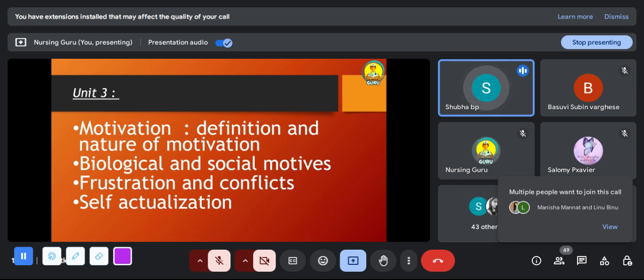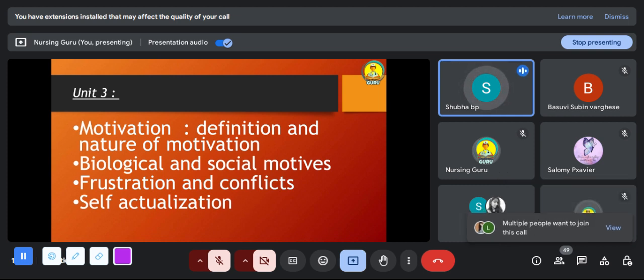So in unit 3, the motivation topic and another one, the self actualization topic, you can expect the question for long essay. Okay, and the frustration and conflict question may be asked for 2 marks, or sometimes it may be asked for 3 marks. So for long essay type question, you can expect motivation and self actualization, and for short answer, you can expect frustration and conflicts from the unit 3.